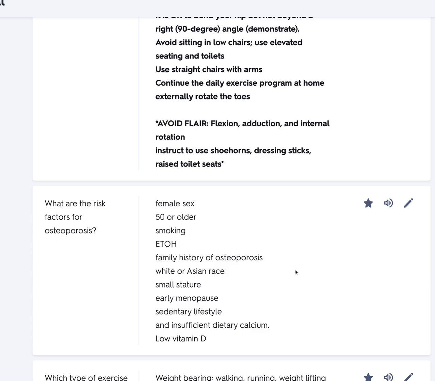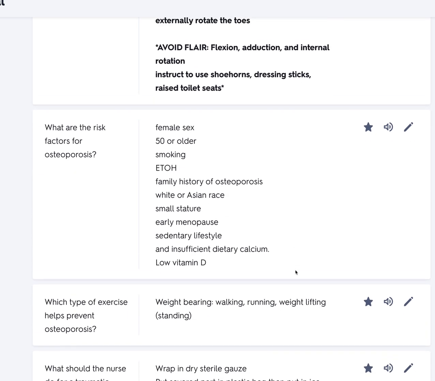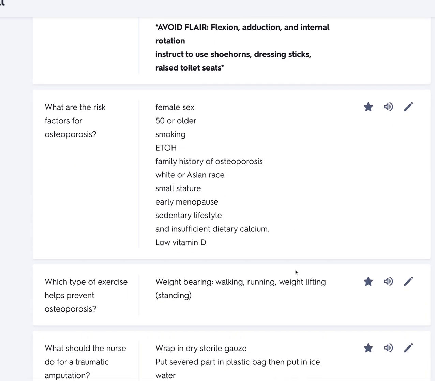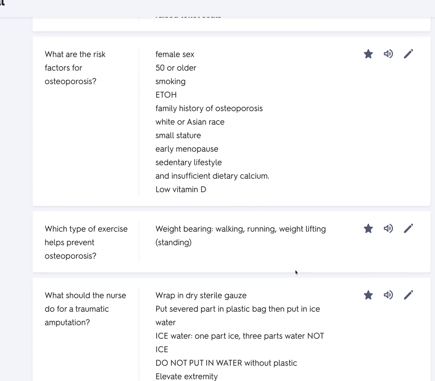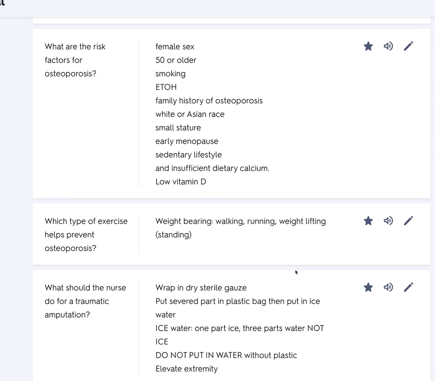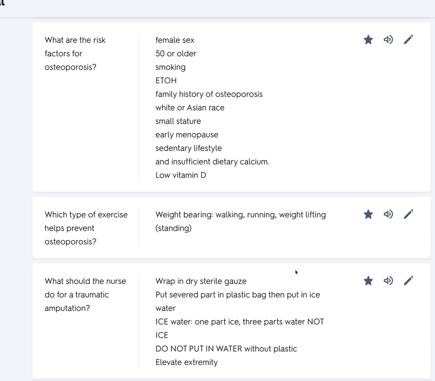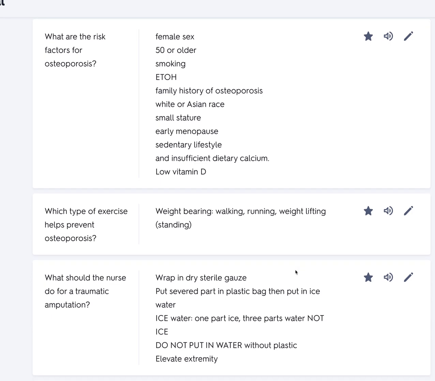They're not getting enough exercise. They have low vitamin D levels, so they're not getting out in the sunshine, and they have an insufficient intake of dietary calcium. So the best type of exercise to help prevent osteoporosis is weight bearing. So standing exercise like walking, running, weightlifting, okay? Those are good exercises for osteoporosis. Now swimming is a good exercise, but it's not weight bearing. So it's not a good exercise to help prevent osteoporosis.